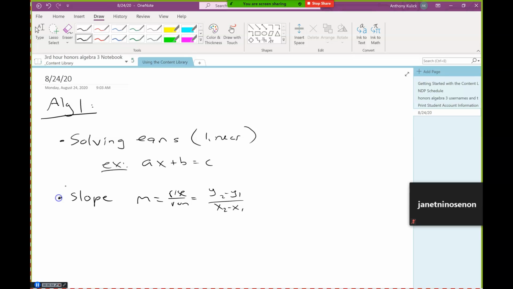For sure. On that same vein of slope, what else do we often talk about right when we're talking about slope?